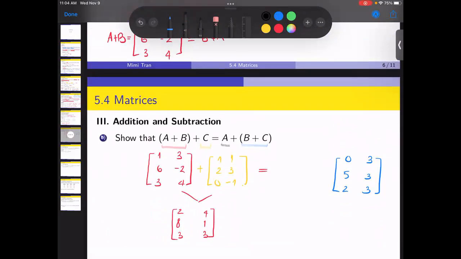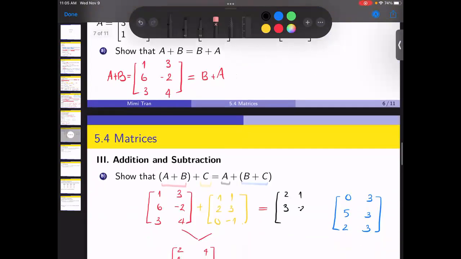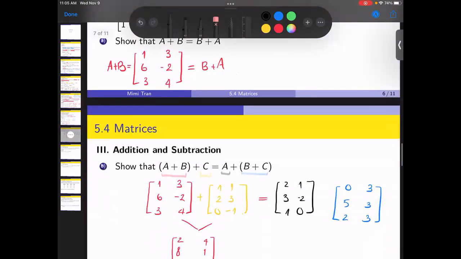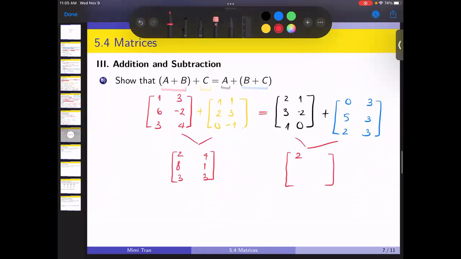And then maybe I'll do A in black. 2, 1, 3, -2, 1, 0. Add them together. 2 plus 0, 2. 1 plus 3, 4. 3 plus 5, 8. -2 plus 3, 1. 1. 1 plus 2 is 3. 0 plus 3 is 3. Are they equal? Yes. They are equal.